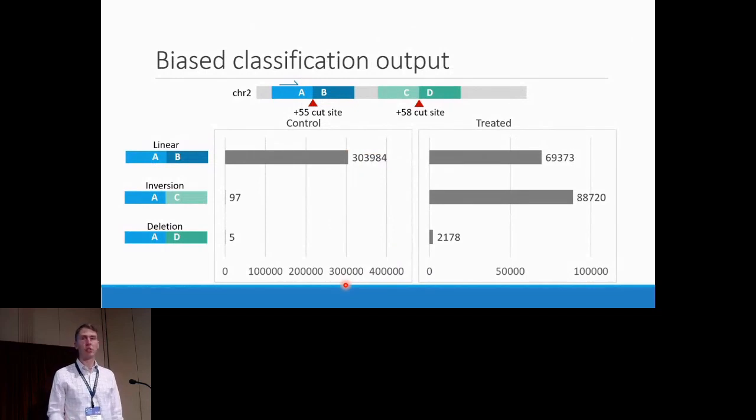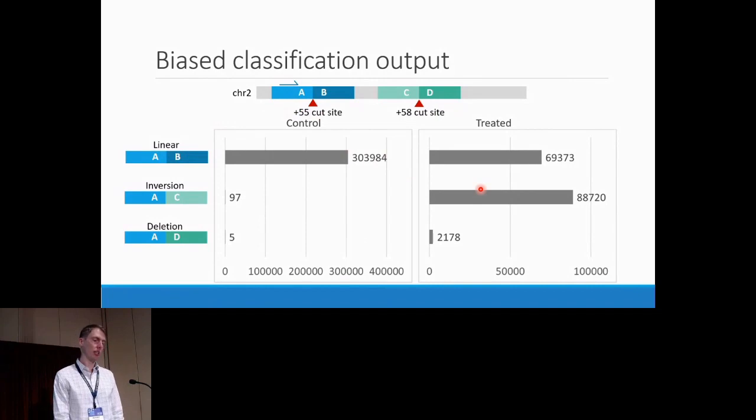We did this first using the biased approach, where we took only information that they provided. So we took only the two cut sites, as well as the reads, and we didn't look anywhere else besides these locations. And so in the control sample on the left here, we see that the majority of the reads support the linear case in which there's no chromosomal alterations here.